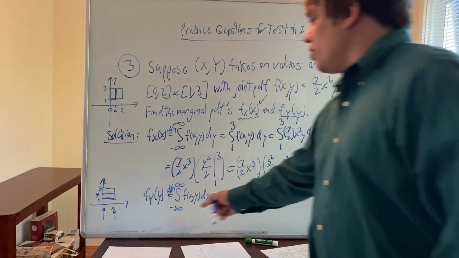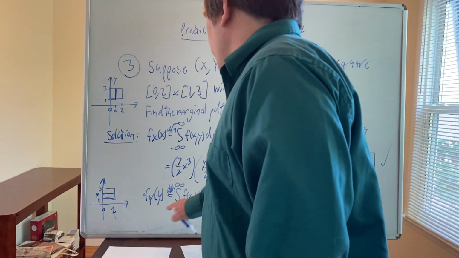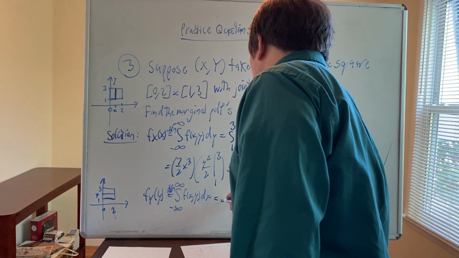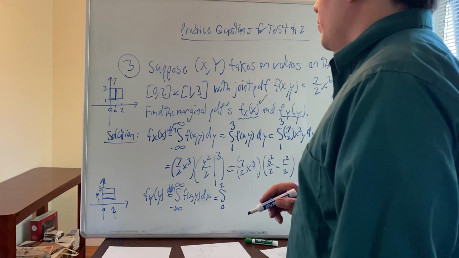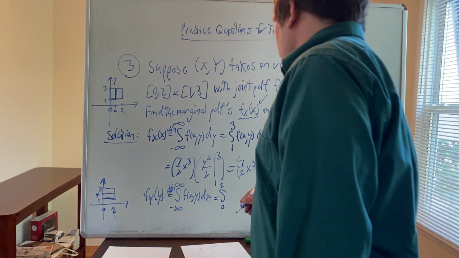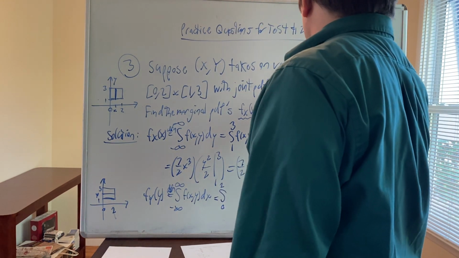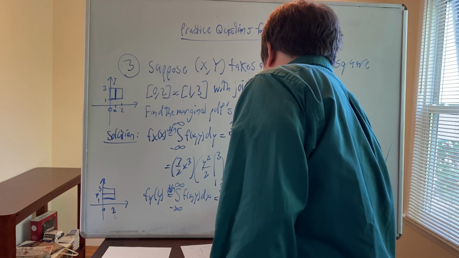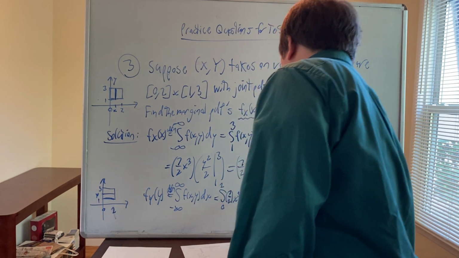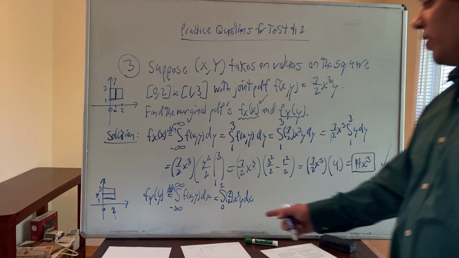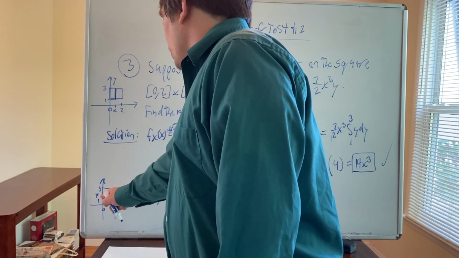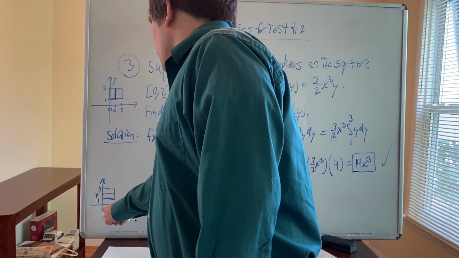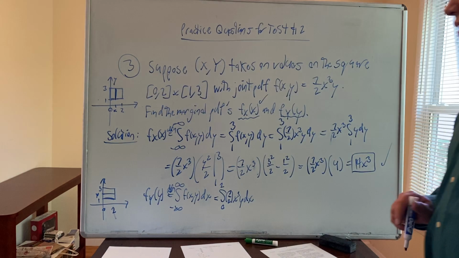Right? If we're integrating with respect to x from negative infinity to infinity, all the x values that will matter are from x equals 0 to 2. And so this will be the integral from 0 to 2 of f of x comma y, which is still 7/2 x cubed y, dx. Right? So if we fix our y here between 1 and 3, and we integrate over all possible values of x, the only x's that actually matter are from 0 to 2.